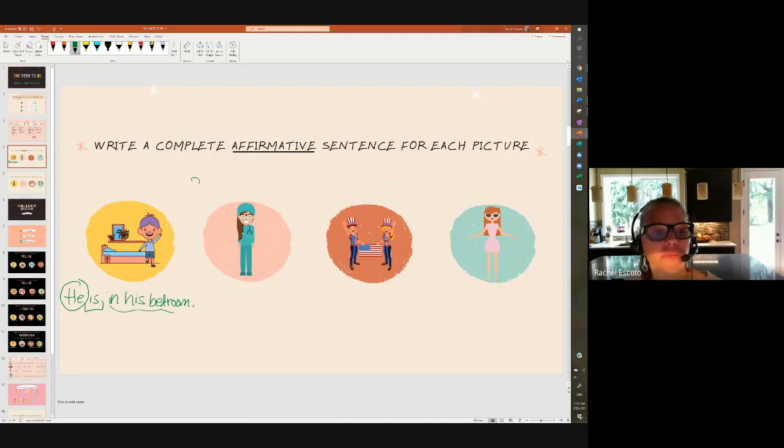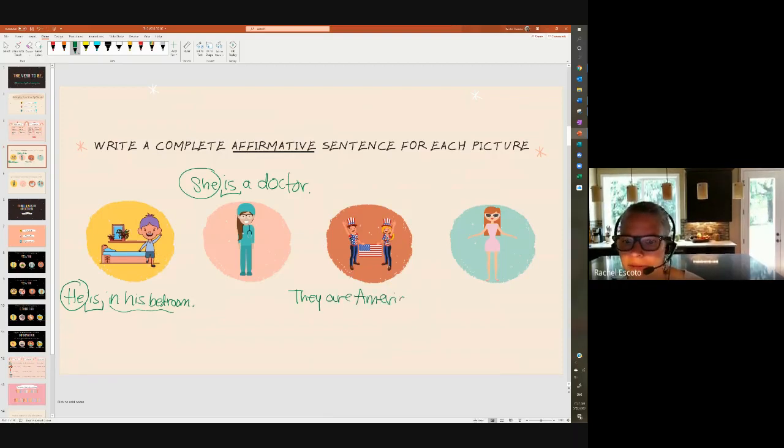Let's do for her. She is a doctor. So I have a subject and a verb, and I used the to be affirmative to talk about her profession, right? How about this one? I can say, they are American, right? With their US flags and their red, white, and blue hats. Looks like maybe the 4th of July.